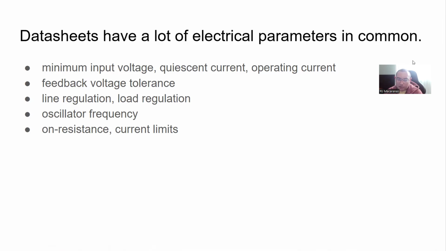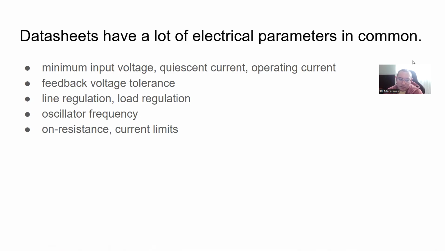And then we have the feedback voltage tolerance. This is specific to any kind of feedback controller, which requires some kind of divider network to compare to an internal voltage reference. That voltage reference inside the chip will always have some kind of tolerance, and we'll look at that. Some other electrical parameters are line regulation and load regulation. These describe how robust our output voltage is when we have some kind of change in the line or some kind of change in the load.